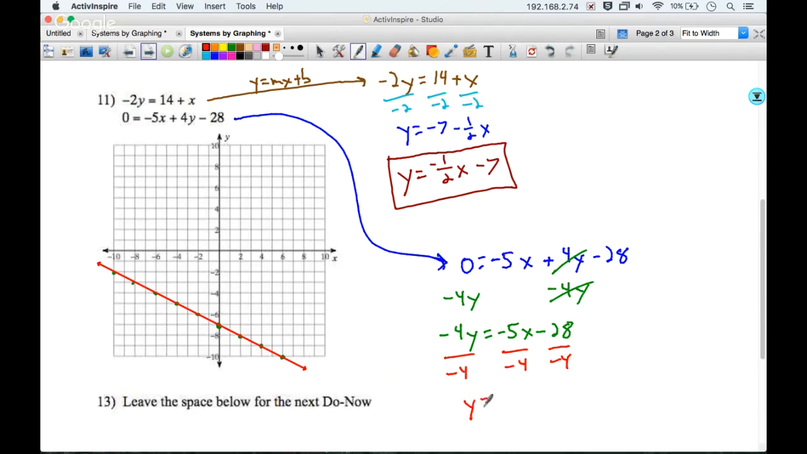Then I'm left with y equals, the negatives cancel out, 5 over 4x. This becomes just a positive 7. Start at my y-intercept of 7. Now I could go up 5 over 4, but I'd be off the graph, so I've got to reverse that and go down 5. 1, 2, 3, 4, 5. Left 4. 1, 2, 3, 4. Next point, down 5, left 4. Found my point of intersection. Let's connect them up. Straight line.